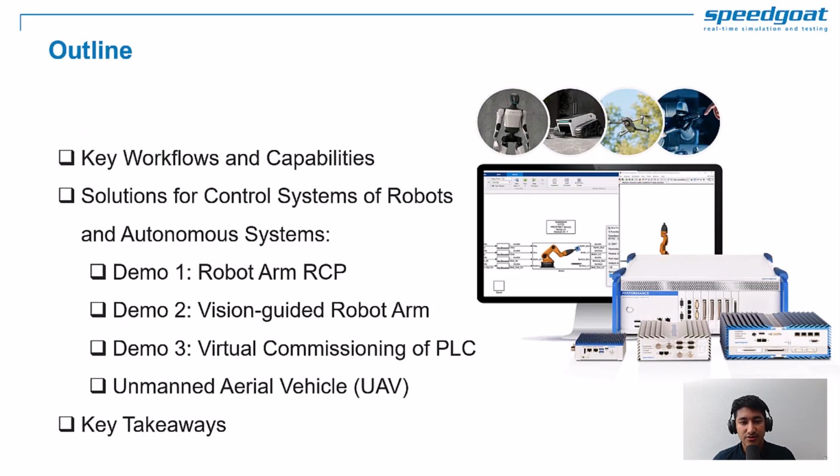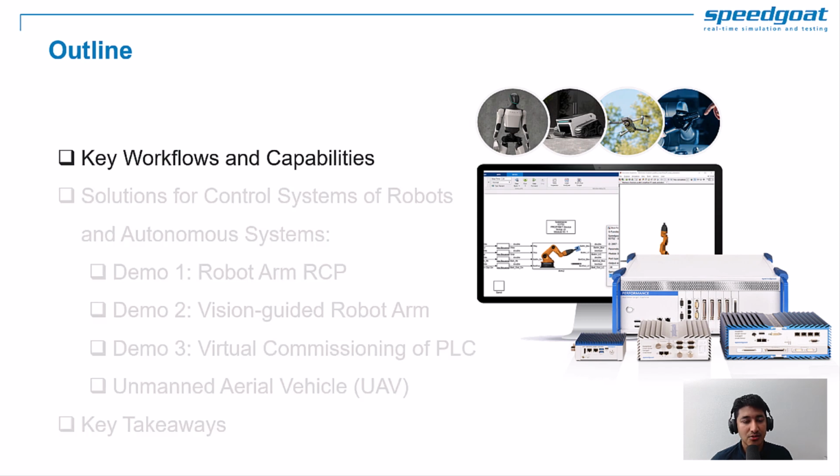Before we dive further into our solutions, now let's review today's webinar agenda. First, we'll introduce typical workflows and key capabilities of the solution. We will then shift the focus towards dedicated solutions for control systems of robots and autonomous systems with 3 hands-on demos leveraging Simulink and SpeedGoat test systems. We will see how they can be used to prototype and test controllers for unmanned aerial vehicles. And finally, we will wrap up with some key takeaways.